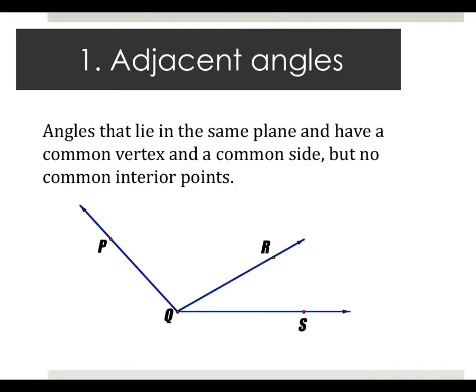However, notice in the definition, they have to share a common vertex, and they have to share a common side, and no common interior points.